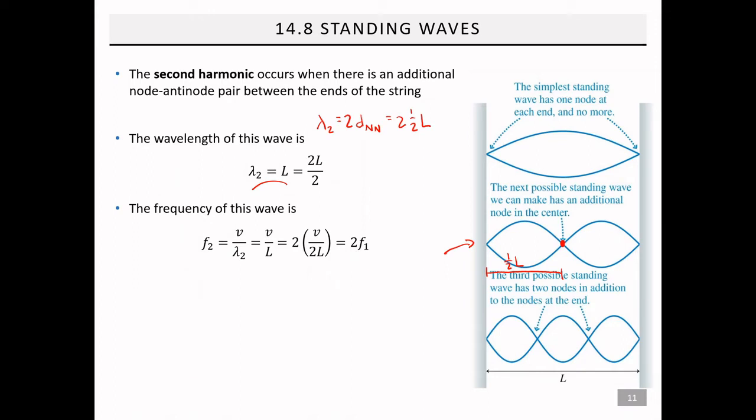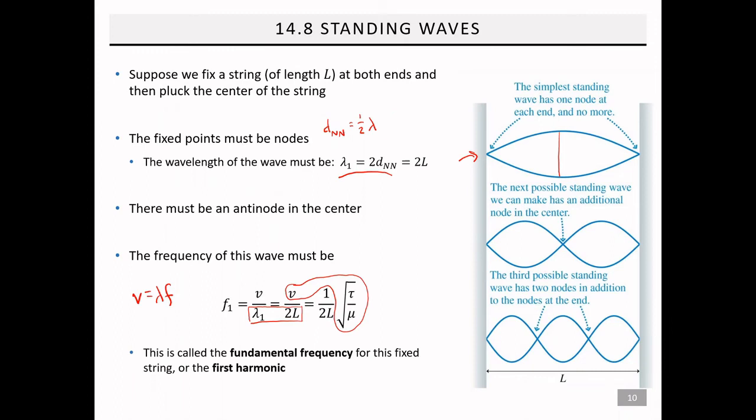You have V is equal to lambda f, then you plug in L for the wavelength lambda 2, and then I actually want to rewrite this. So I have V over L. I'm going to multiply by 2 and divide by 2. So those 2's will cancel each other out. But the reason I write it like this is because the quantity in parentheses here is equal to the fundamental frequency from the previous slide. So let me just flash back and show you that. You have F1 is equal to V divided by 2L.